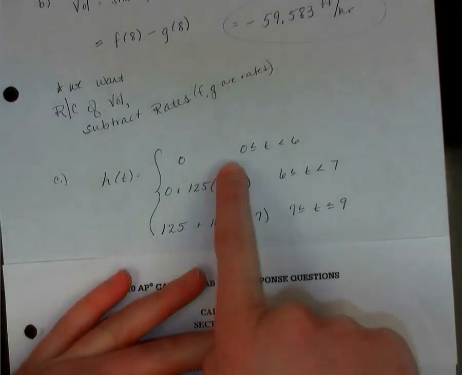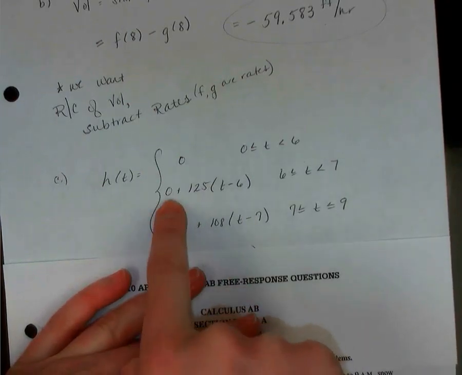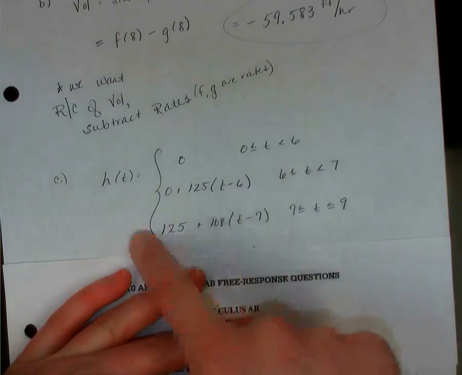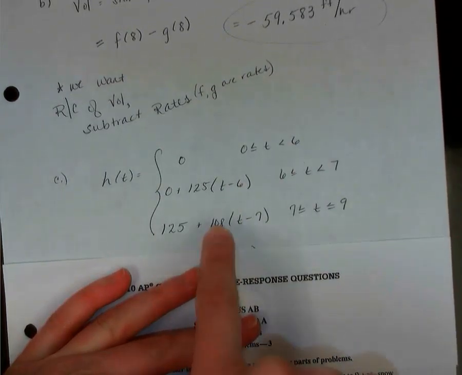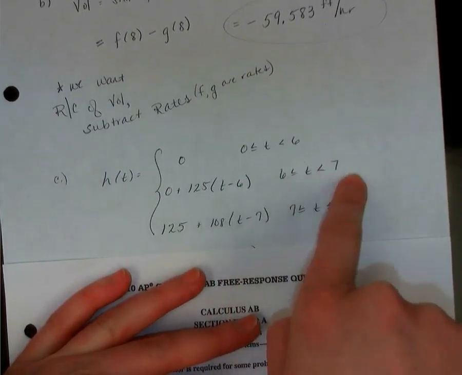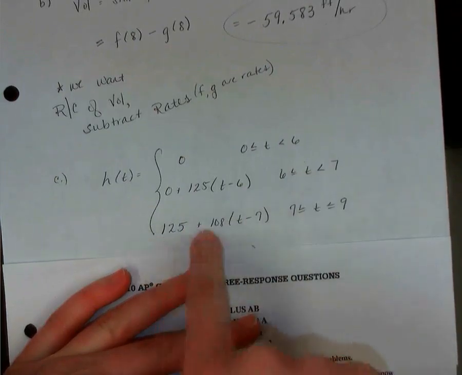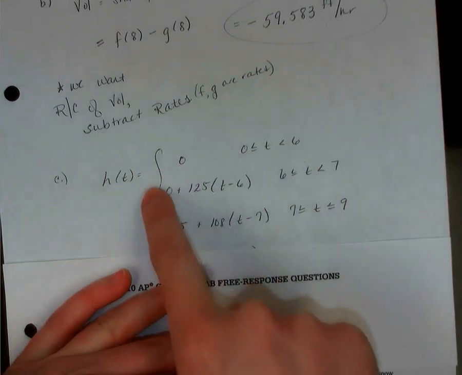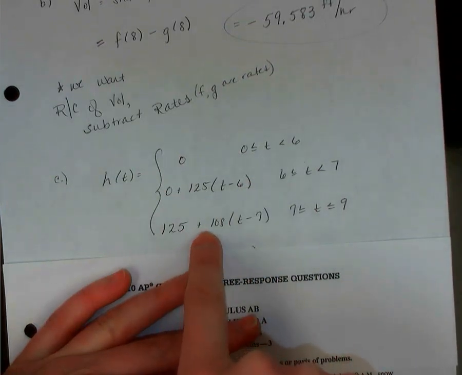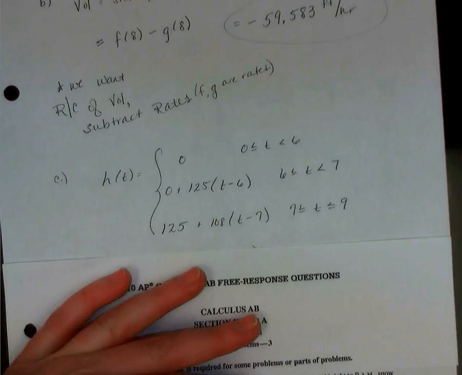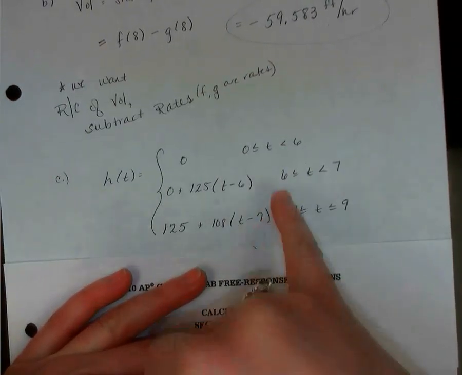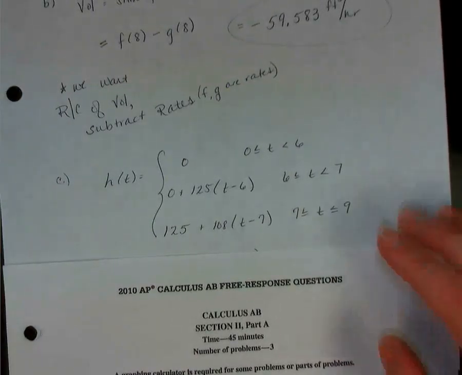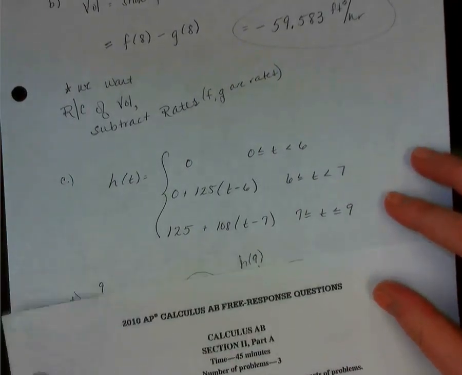No shoveling is done from 0 to 6. I take the previous amount plus the rate times how much time has she been shoveling. This should look super, super familiar. And then that's from 6 to 7, and then from 7 to 9, she's slowing down. So 125, that's the total from the previous piece of my function, plus 108 times t minus 7, because those 7 hours are accounted for in this number right here. So that should be pretty straightforward. That's what I've had you do the past year, okay?